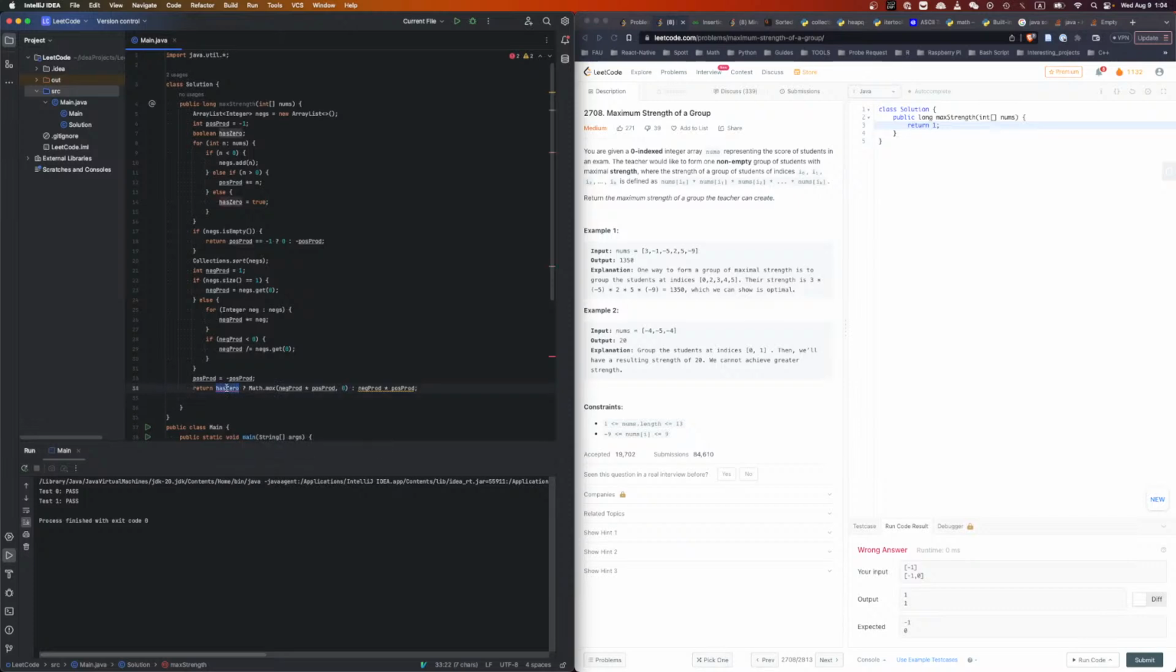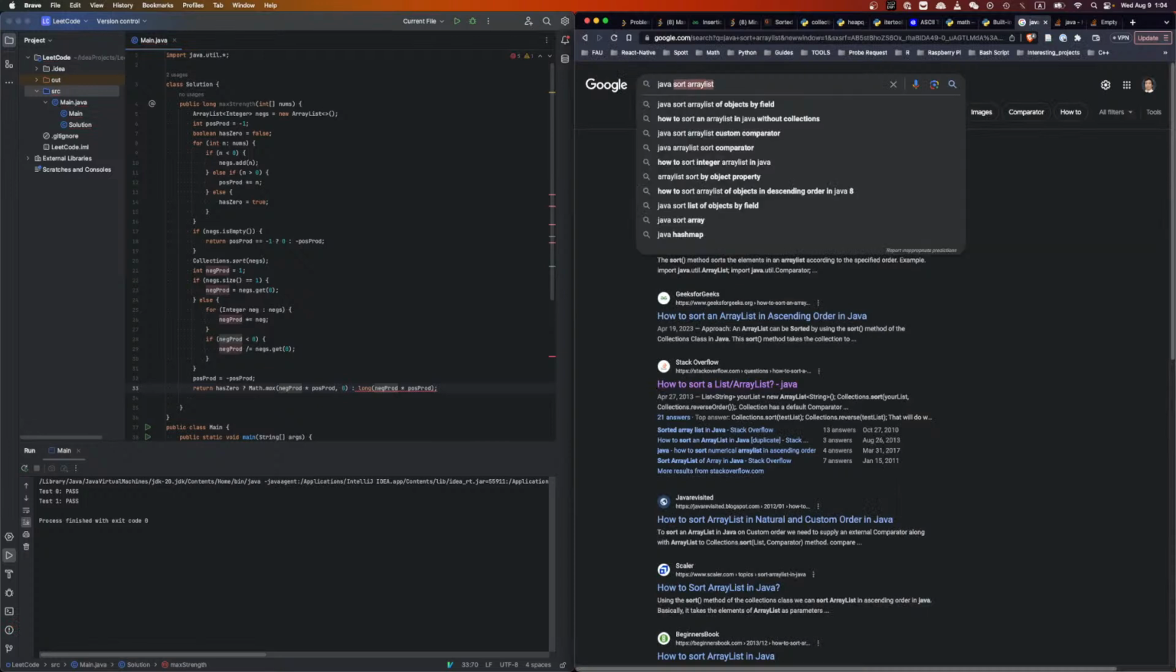Might not have been initialized. Okay, so they want me to initialize, so I'll do false. What's this problem? Implicitly cast too long. Can I cast it's too long? I don't know. How do I cast integer to long? Oh, it's a long thing.